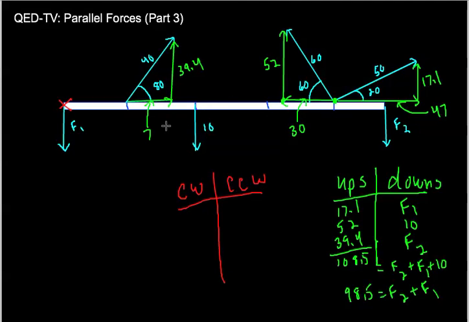So let's see what we have for clockwise. I have 10 times 1, 2. So there's 20 Newton meters. I have 1, 2, 3, 4, 5 times F2. So I'm going to have 5 times F2 Newton meters worth of clockwise torque also. Those are the only two forces I had going down, 10 and F2. What about counterclockwise? Well, I have 39.4, and it's at the 1 place, so it's going to be 39.4 that way.